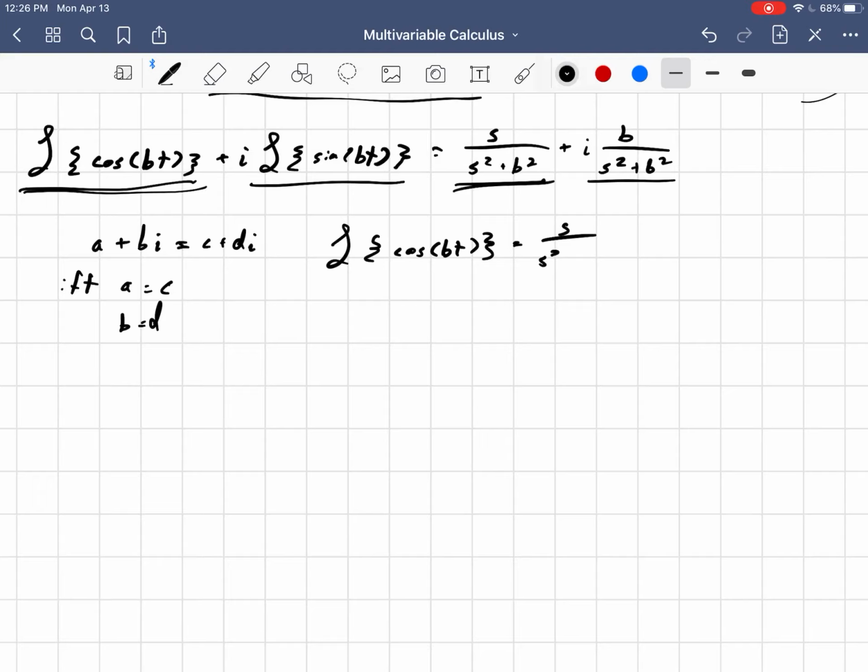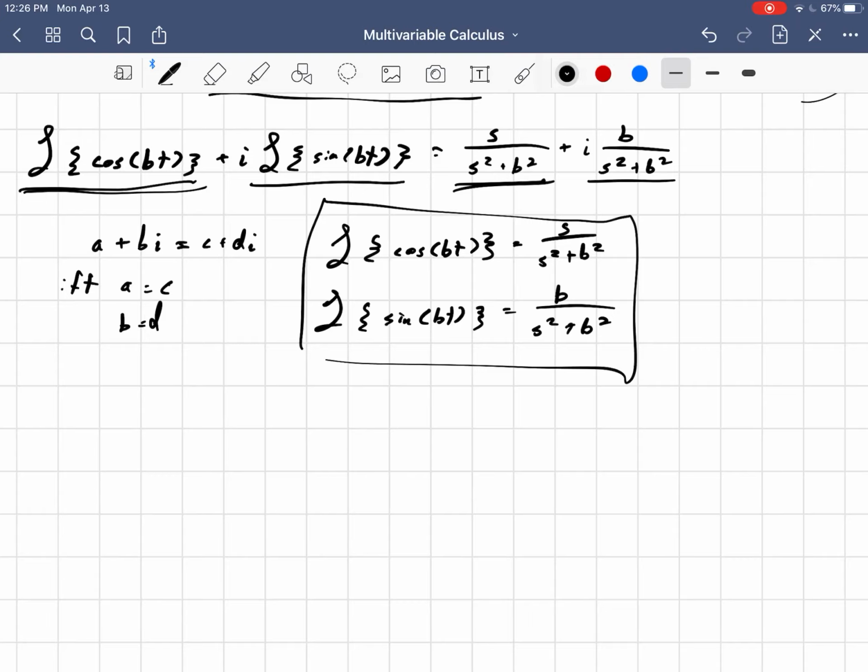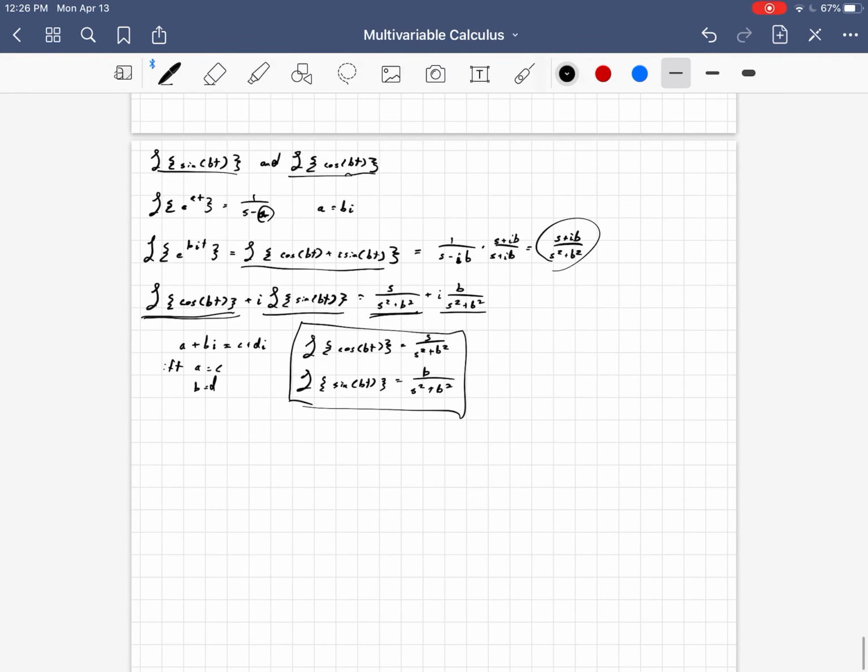What this tells me is that the Laplace transform of cosine of bt needs to be equal to s over s squared plus b squared. And the Laplace transform of sine of bt needs to be equal to b over s squared plus b squared. And we just got two of them there in one stone with the complex numbers. I think that's pretty cool.